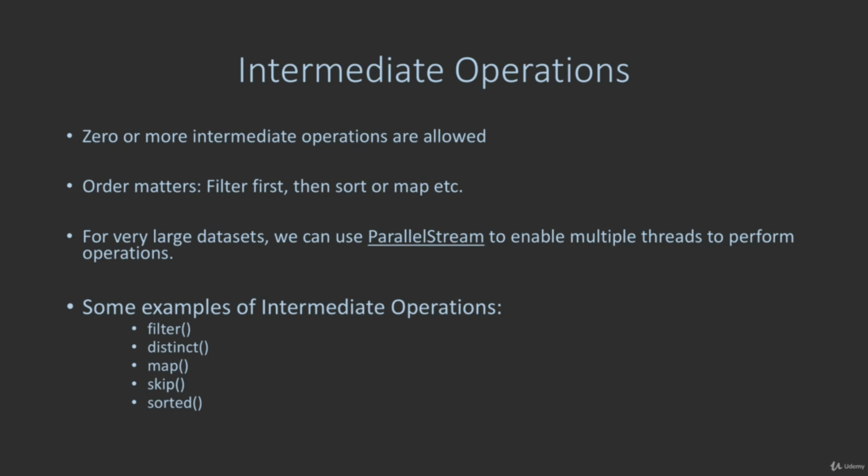So here are some examples of intermediate operations. There are many others, but here are just a few. If you want to filter, you can use the filter operation. You can use distinct. You can skip certain rows, for example, within a file or within a set of data. And then there's, of course, sorted, which does exactly what it sounds like, right? So these are intermediate operations. Every one of these operations returns the updated stream, okay? And you can have 0 or more of these operations applied to the stream.